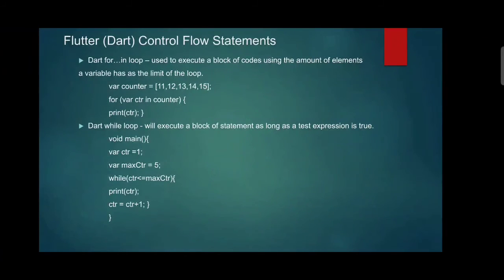For example, var counter equals 11, 12, 13, 14. For var CTR in counter, print CTR. Here, the number of iterations or loops to be made only depends on the number of elements that are present in the list counter. There is no longer a need for a condition and increment or decrement.